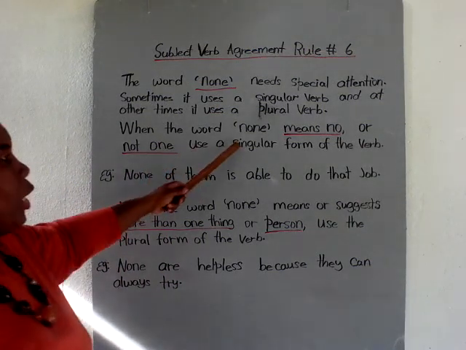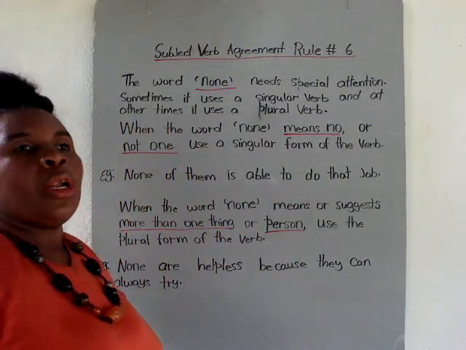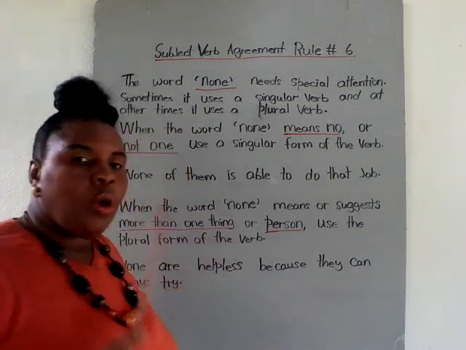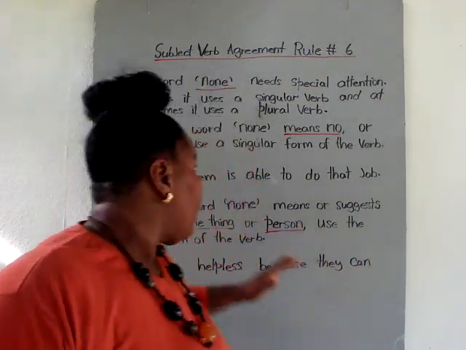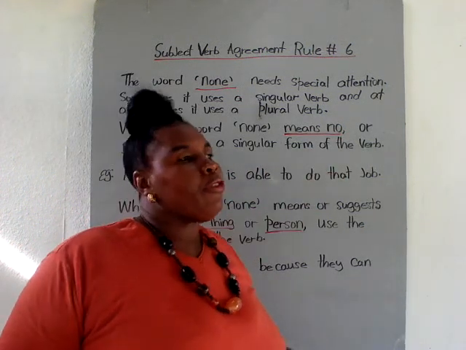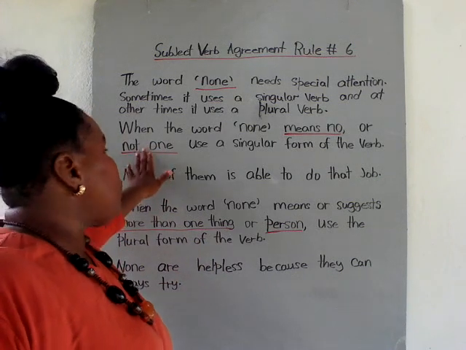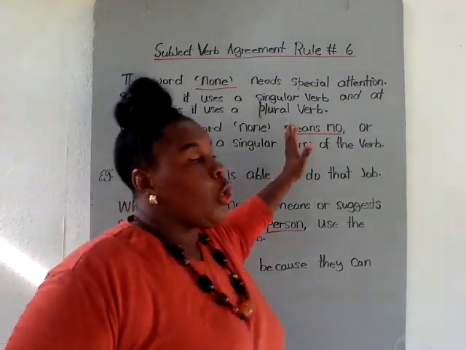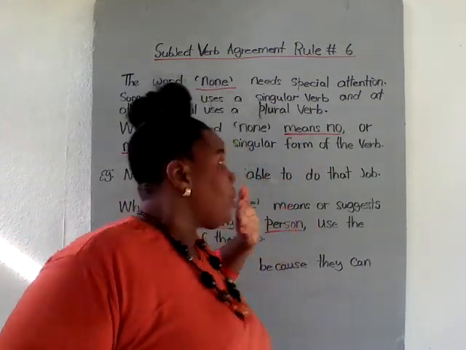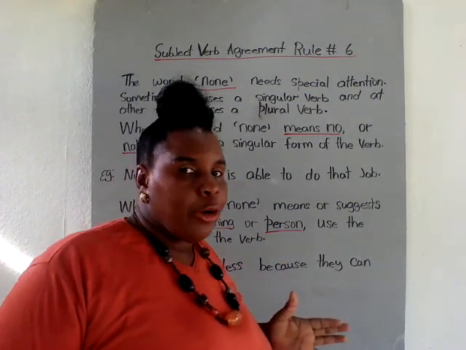When the word none means no or not one, as in "Not one of you is leaving here today," use a singular form of the verb. So if you're using none to mean not one or no one, use a singular form of the verb.